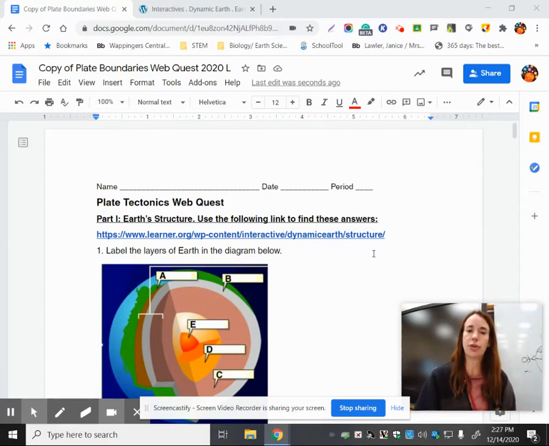So we're going to go through this Plate Tectonics Web quest. I'm going to go through each of the links with you and make sure you have all the correct answers, so that you guys can all turn that in. If you guys want to take a moment now and open this up in your Google Classroom, that would be great.